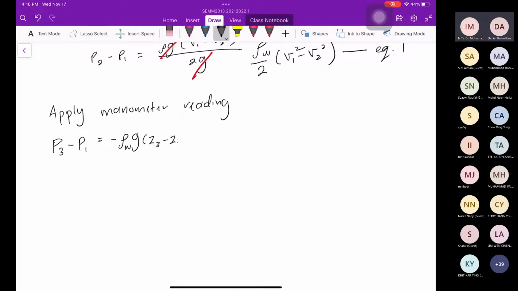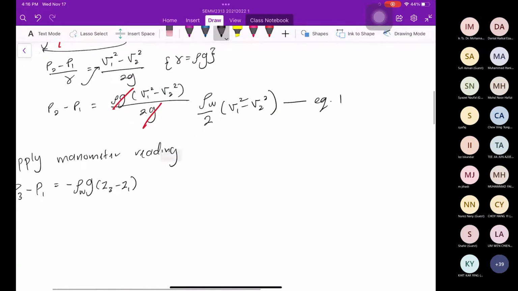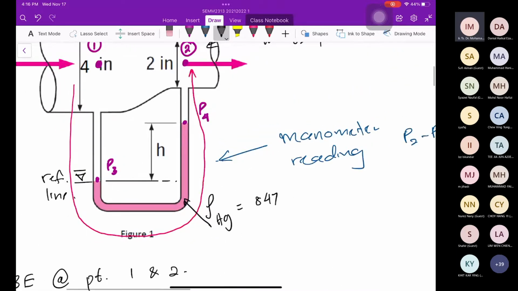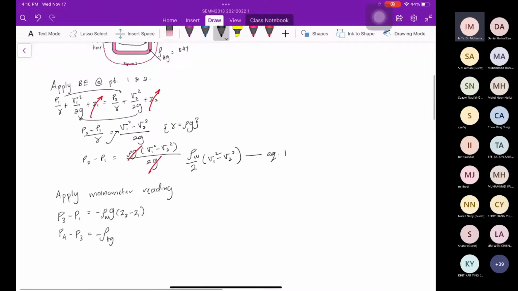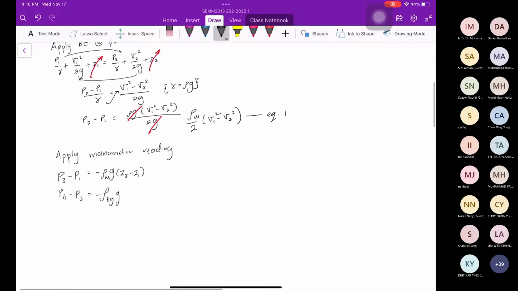Z3 minus Z1. Okay, so now P3 is the same here. We can skip, we can jump. So P3 go to P4. P4 minus P3 equal to negative rho of mercury now, because we are dealing with the mercury measurement, times g (Z4 minus Z3).